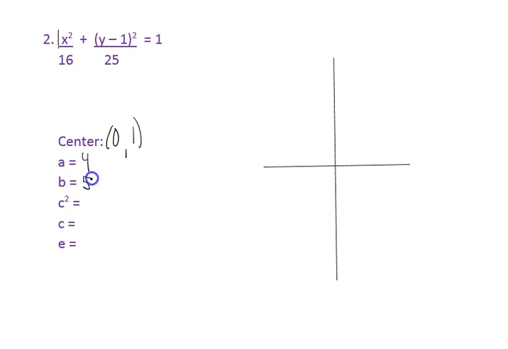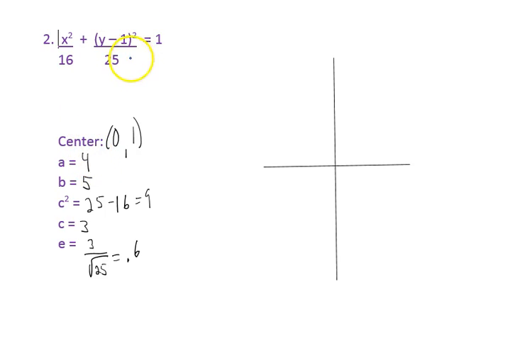You look under the y's to find b, the square root of 25, is 5. And then your c squared is your big number minus your small number. So in this case, 25 minus 16, which is 9. And so to do c, you do the square root of that number, which would be 3. Then our eccentricity would be 3 over the square root of the big number, so 3 over the square root of 25, which would be 0.6. And again, you just need to do that if they ask for it. These others are what you need to actually graph.